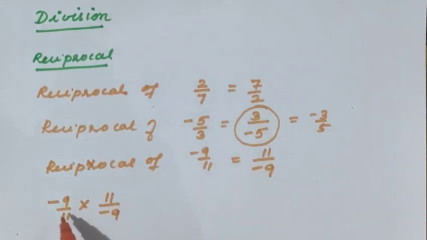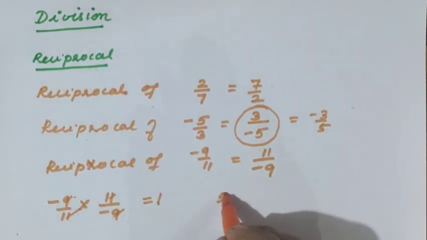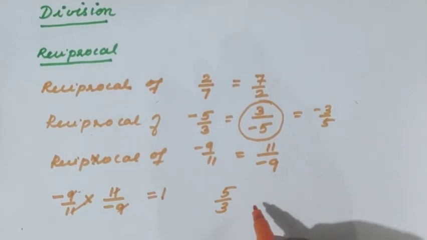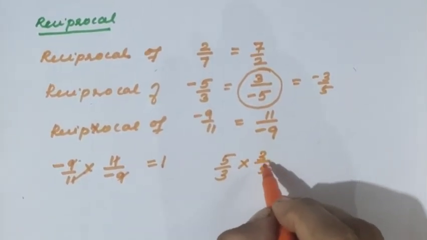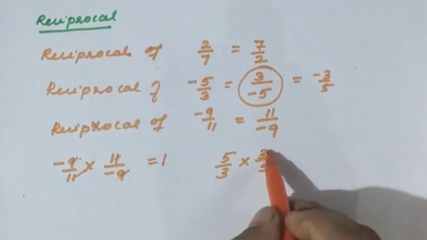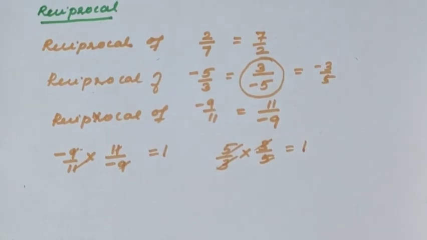Product of the reciprocals, minus 9 by 11 and 11 by minus 9. So 11 will cancel, minus 9 will cancel. So what is the answer we are getting? 1. Similarly, what is the reciprocal of 5 by 3? It is 3 by 5 only. So just interchange the numerator and the denominator. So what is the answer you are getting? Again it will cancel, 1 equals 1 only.